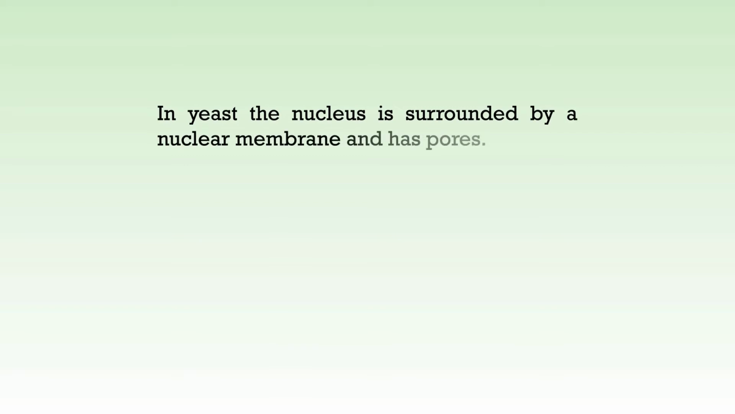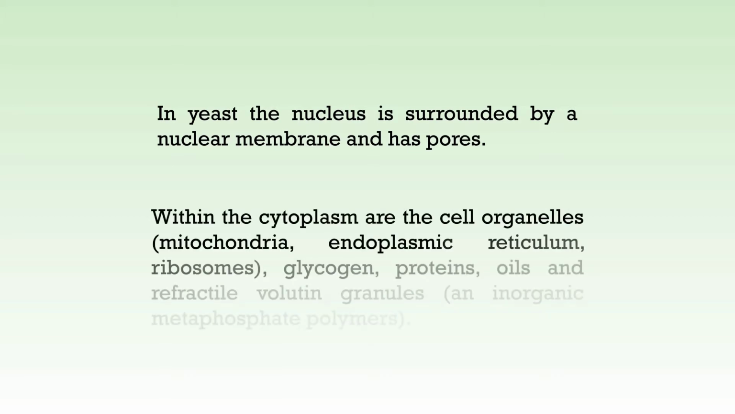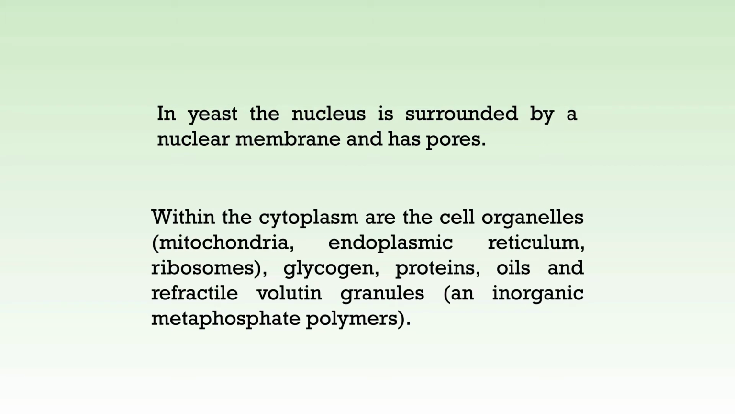In yeast, the nucleus is surrounded by a nuclear membrane and it has pores in it. Further, within the cytoplasm are the cell organelles, which include the mitochondria, endoplasmic reticulum, and the ribosomes. There are also glycogen, proteins, oils, and the refractile volutin granules. Refractile volutin granules are nothing but metaphosphate polymers.